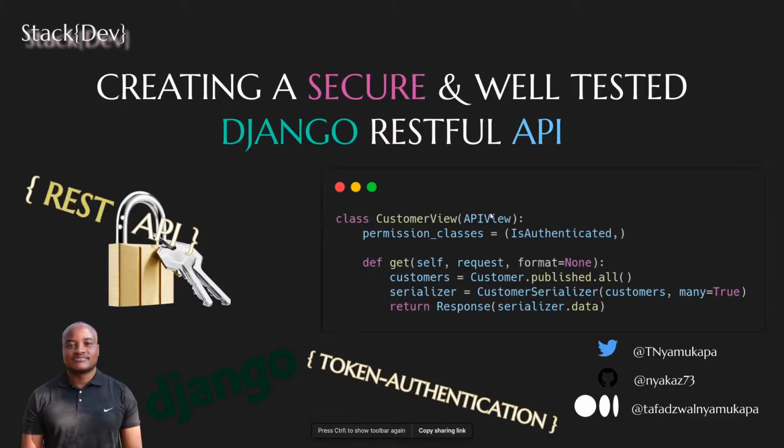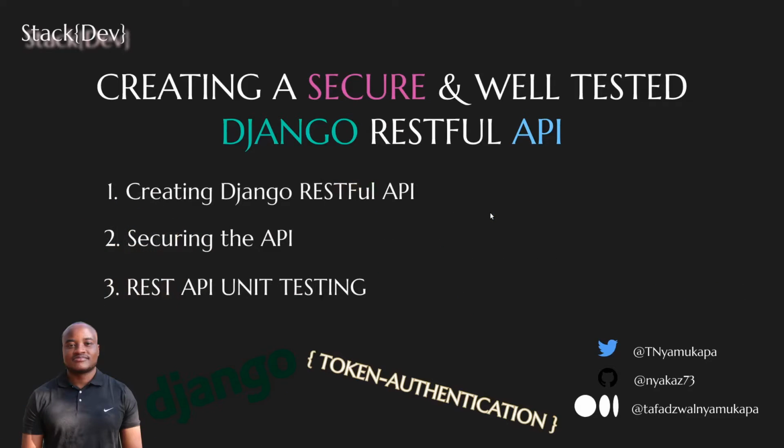In this tutorial, we are going to learn how to create a secure and well-tested Django Restful API. I have divided this tutorial into 3 sections. In the first section, you are going to learn how to create a Django Restful API. In the second section, you are going to learn how to secure the API. And lastly, you'll learn how to create some REST API unit testing.